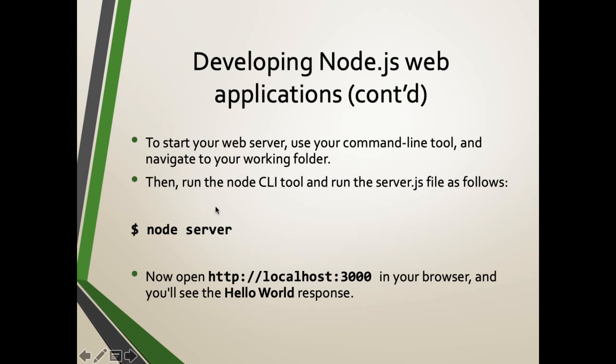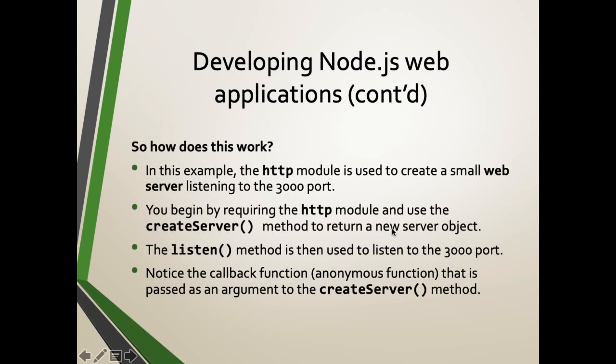So as I said, when you write node server into your terminal, you'll be able to go to localhost 3000 in your browser, and you'll see hello world. So how does this work? The HTTP module is used to create a small web server listening on the 3000 port. You begin by requiring the HTTP module and use the createServer method to return a new server object. As I said, HTTP is included by default with Node, and it comes with createServer where you give it the port and what it needs to do.